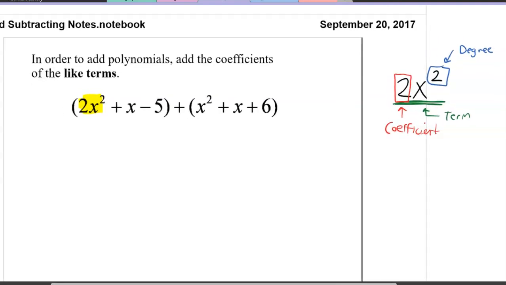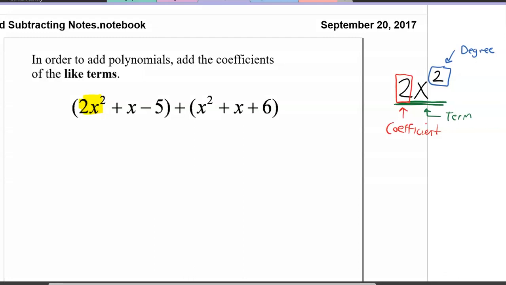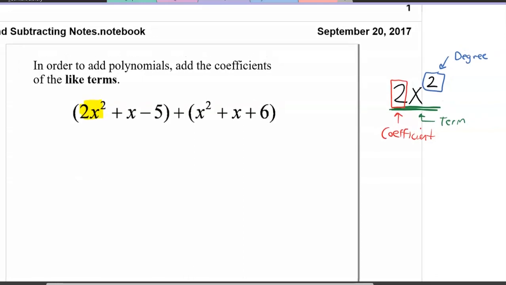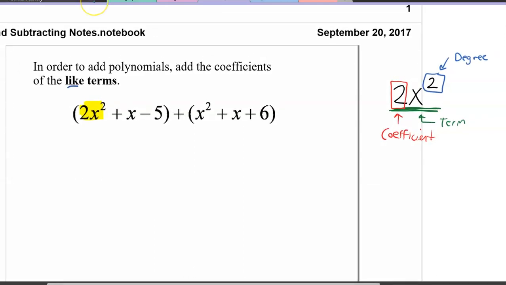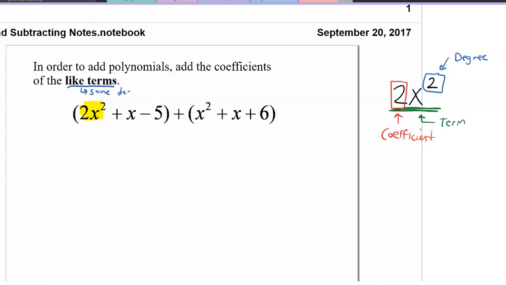So, as the notes say here at the top of the page, in order to add polynomials, we're going to add the coefficient of like terms. So what makes something a like term? If it has the same degree. So if it has the same degree, by definition, it's going to be a like term. So 2x squared, for example, will be like terms with x squared. So I'm going to highlight them both in yellow.